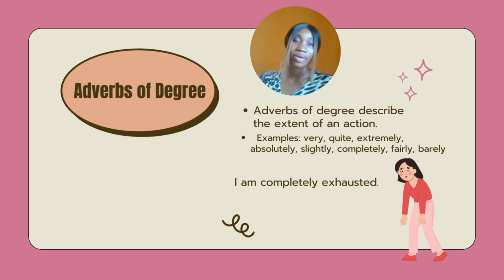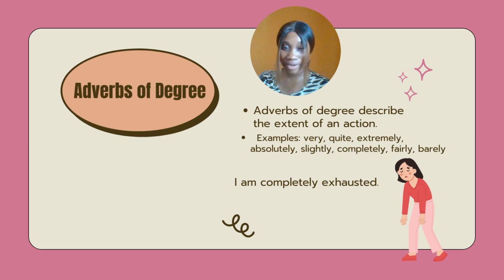Like, I am completely exhausted. It lets you know how exhausted I am. I can simply say I am exhausted, but when I say I am completely exhausted, you understand that, oh no, I've been overworked and I need to rest as soon as possible. I am very happy. I'm very excited. I am absolutely glad to be of help. It just shows the excitement.